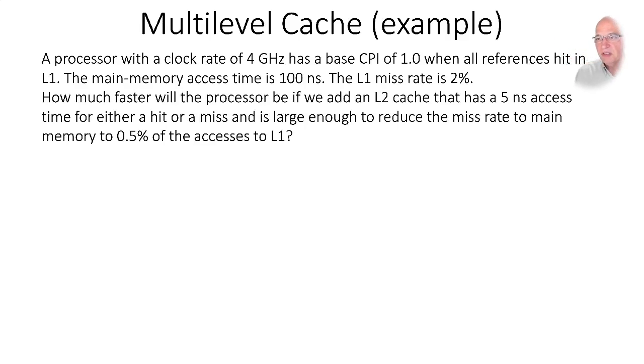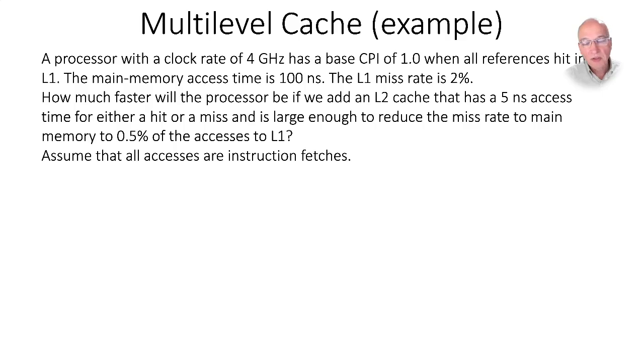The question that we want to address is how much faster will the processor be if we add an L2 cache that has a 5 nanoseconds access time for either a hit or a miss, and is large enough to reduce the miss rate to main memory to 0.5% of the accesses to L1. We'll assume that all the accesses in this problem are instruction fetches, so we don't have the issue that some of the accesses will be data fetches and will happen in parallel with instruction fetches, because we want to focus on the effect of adding the second level of cache.